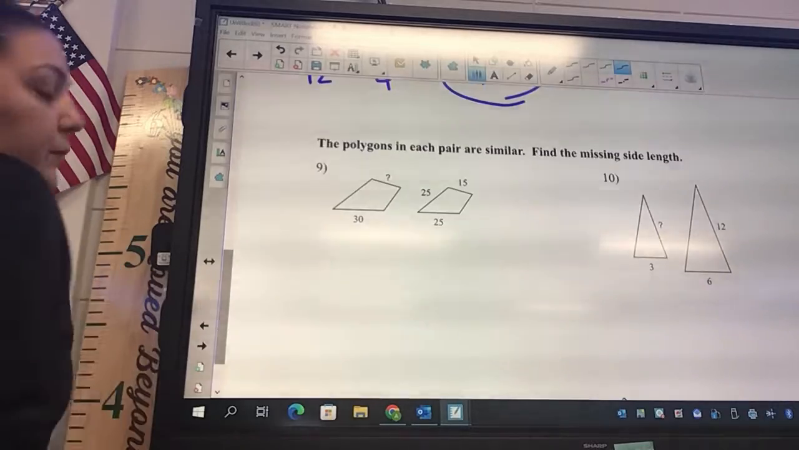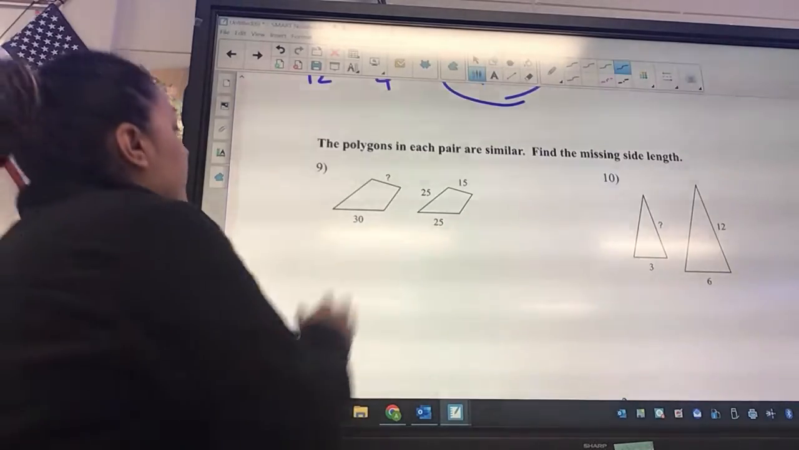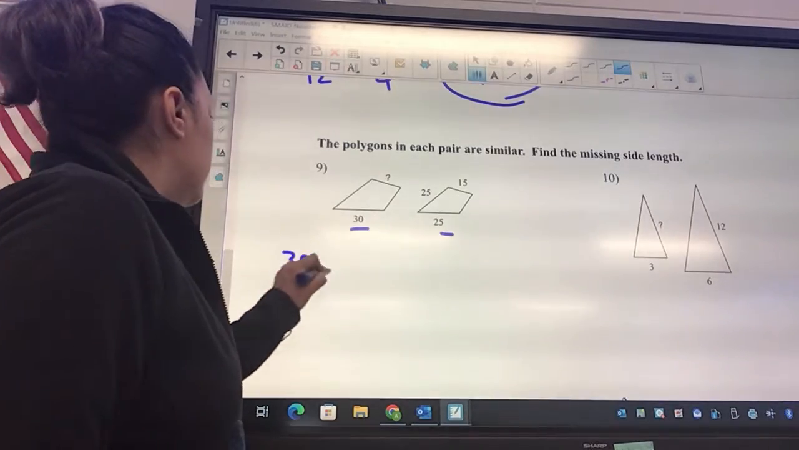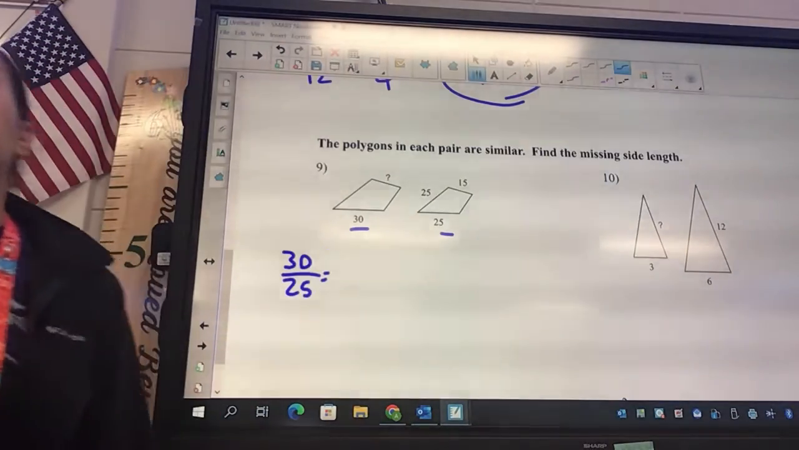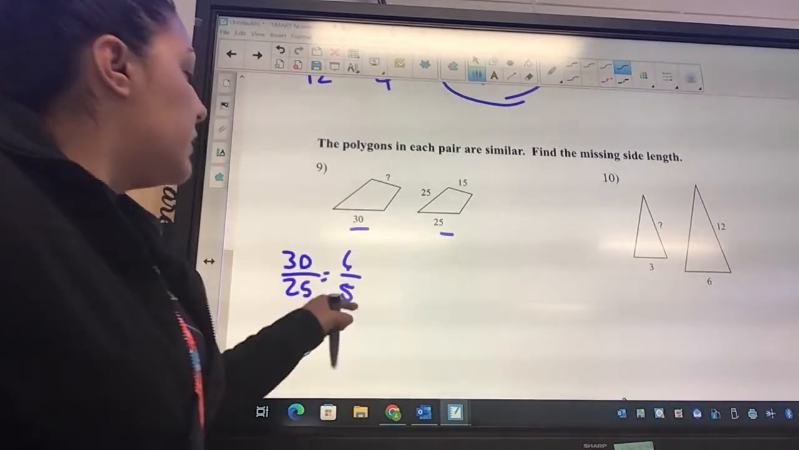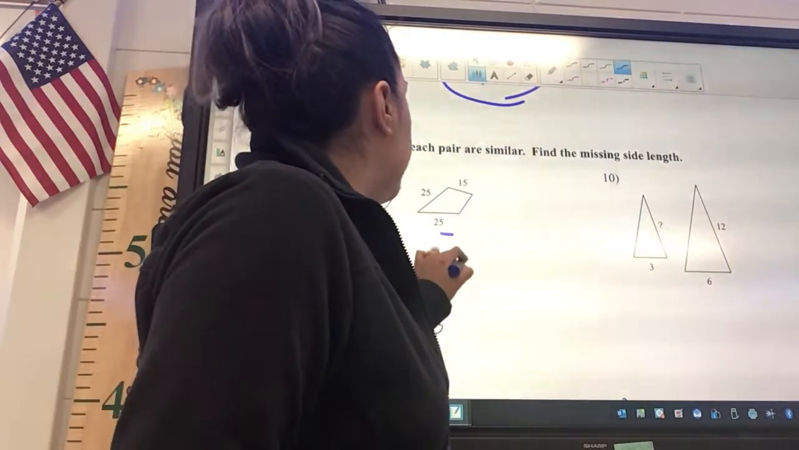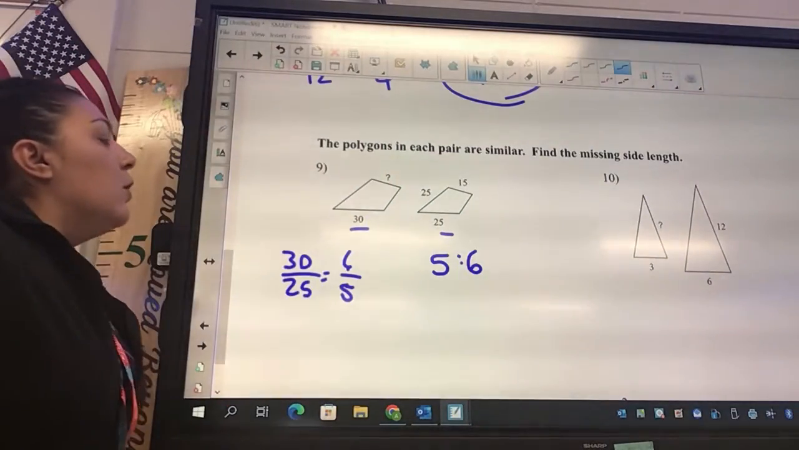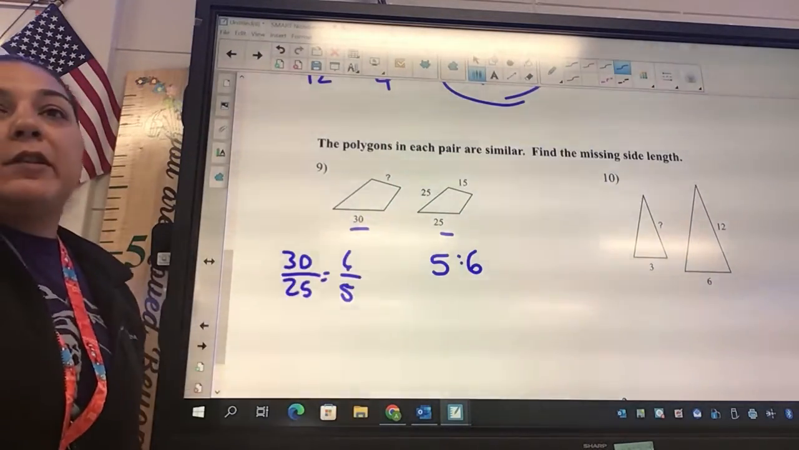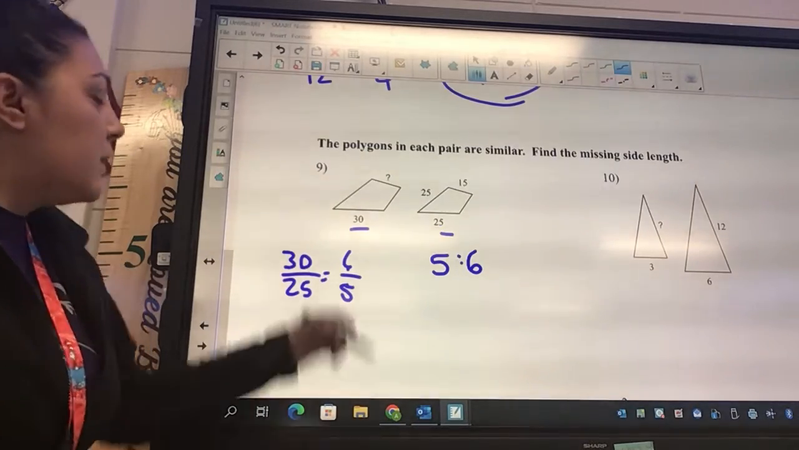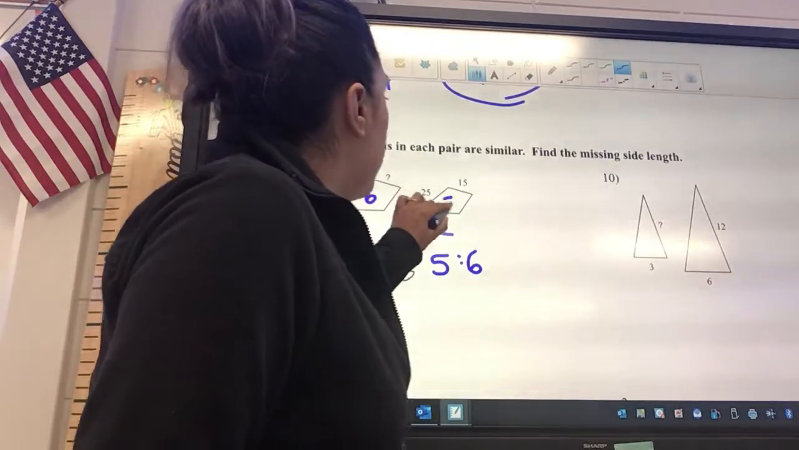Okay, so right here we got 30 to 25. So what's the scale factor? 6.5. Okay, so 6, 5. So our scale factor is going to be 5 to 6. Which one is the 5? Which one is the 6? The 6 is the 30. The 6 is the big one. Okay, so this is 5 and 6.